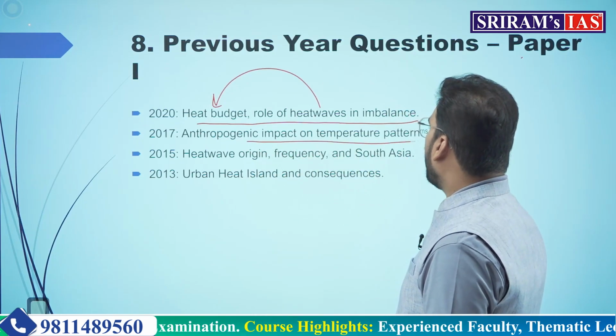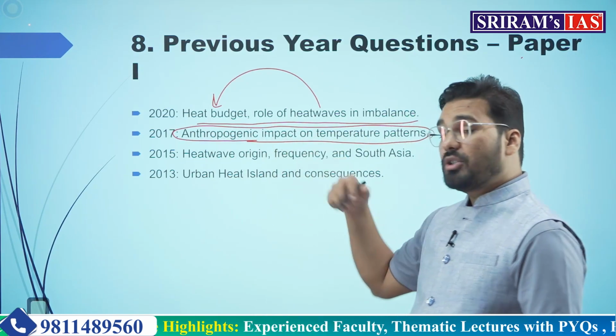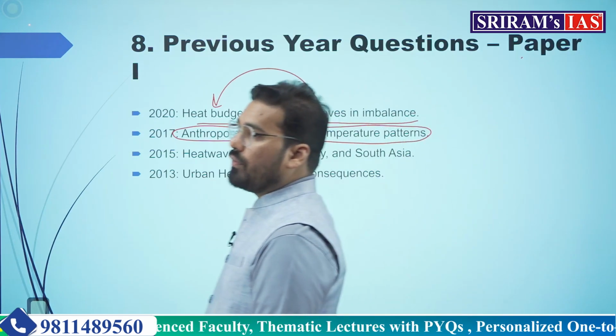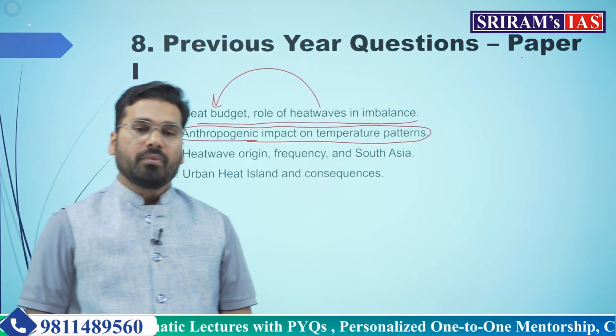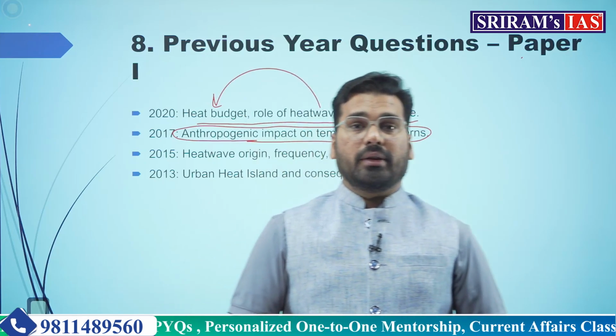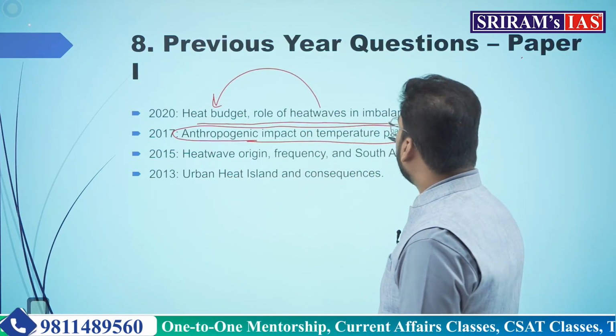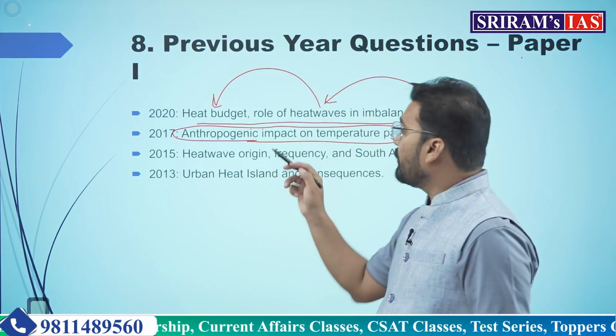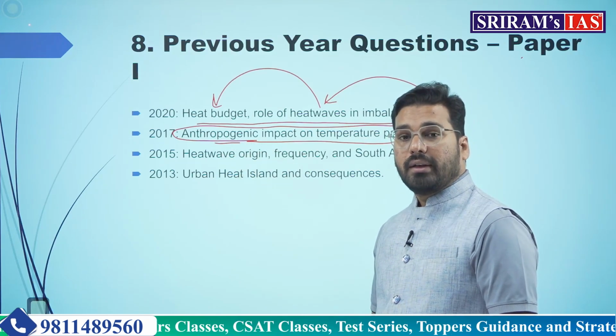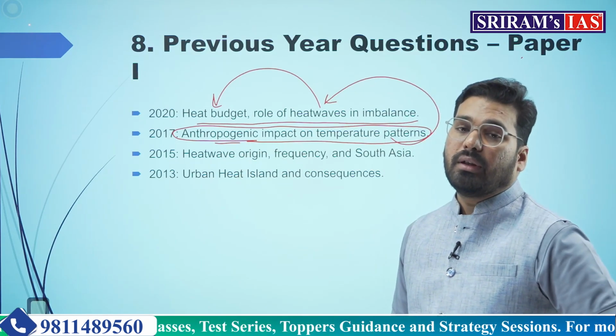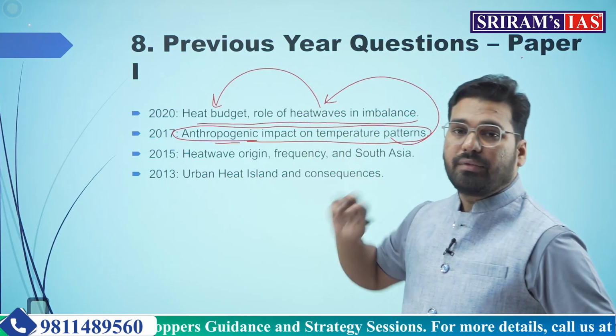Anthropogenic impact on temperature patterns. Temperature patterns, yes. What kind of temperature patterns? Obviously, global warming की तरफ जा रहे हैं हम. So don't you think global warming can also be associated with these heat waves? And the heat waves which are, say, more of anthropogenic impact, urban heat island, I gave you an example. Don't you think you can link it with this?